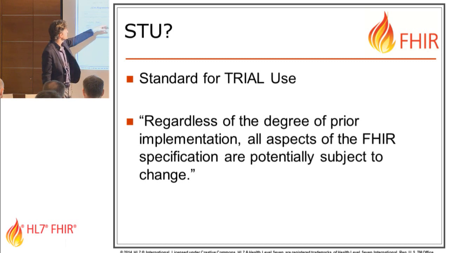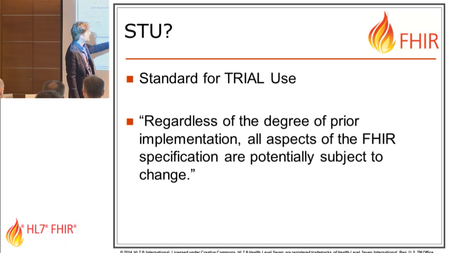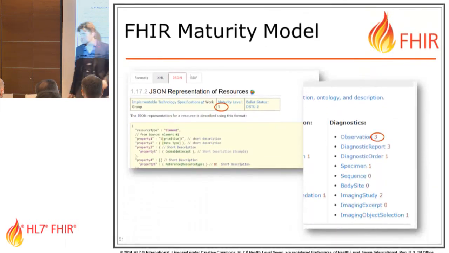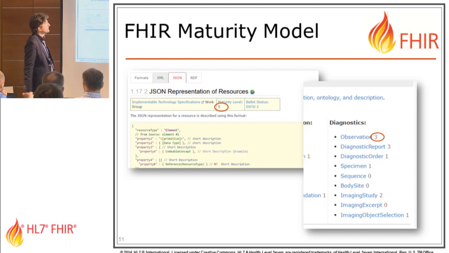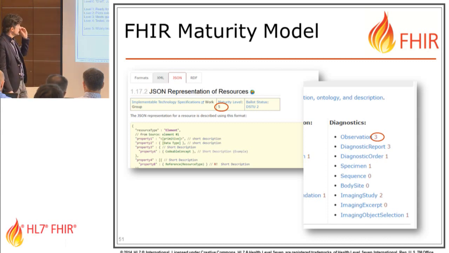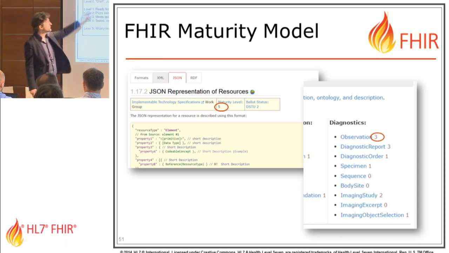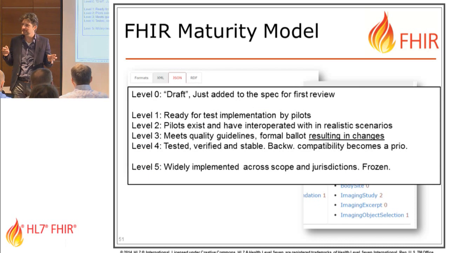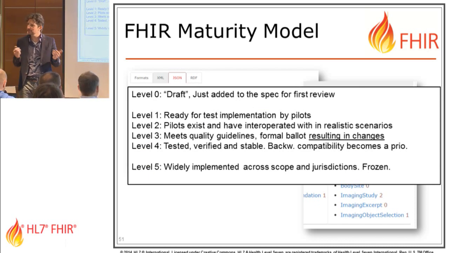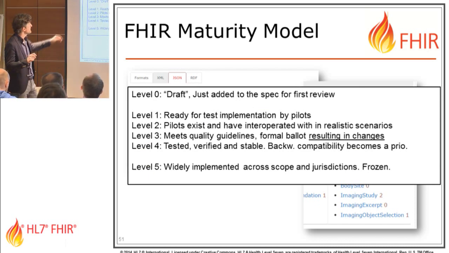On pages of the FHIR specification, you will find a maturity level. Behind every resource in the specification, you will find a maturity level. And this really indicates how likely it is that a certain data definition will still change. So level 0 means this is draft. We added it to the spec for first review. Sometimes one committee member just had a bright idea and thought, let's try this out a little bit, let's play with it. Level 0 isn't saying anything.